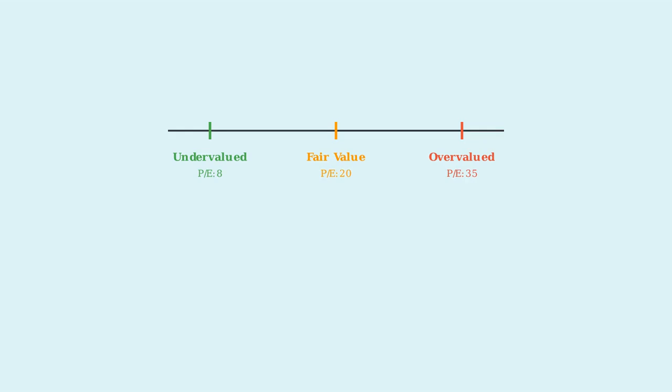The key is knowing where to look on this scale. To use PE ratios effectively in investment analysis, you need to compare them in two key ways: against peer companies in the same industry and against the stock's own historical PE levels.